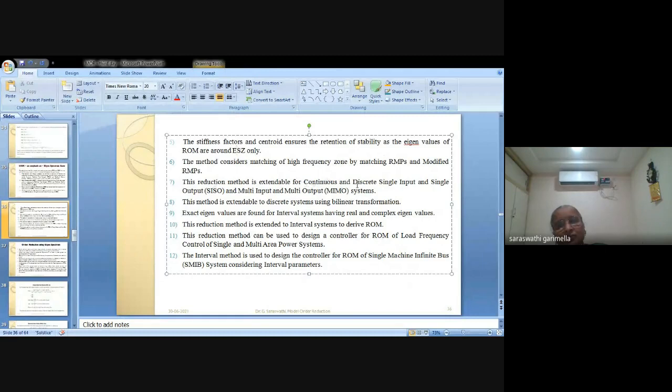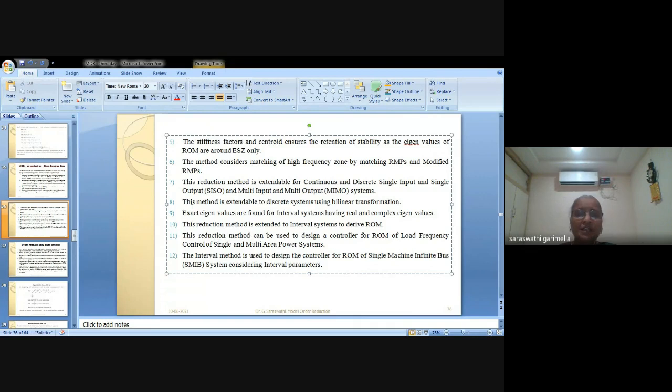And this, of course, I am not discussing in our present session, but I extended it to multi-input, multi-output systems, and to discrete systems. I extended it to interval systems also, and in interval systems again for multi-input, multi-output systems. It was also extended for controller design. So this method is extended to wherever the possibilities are there.